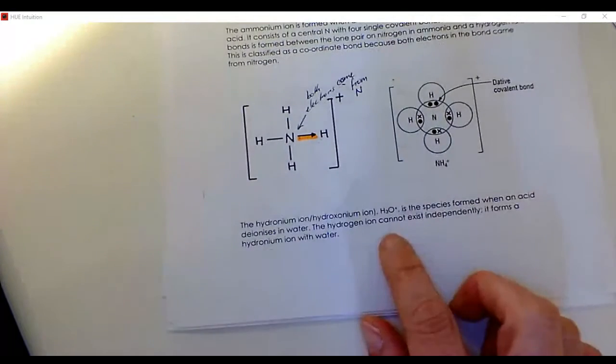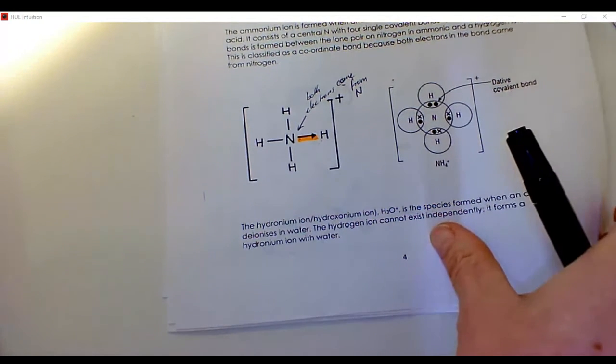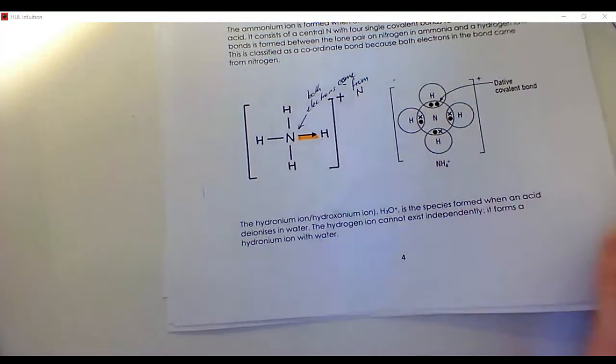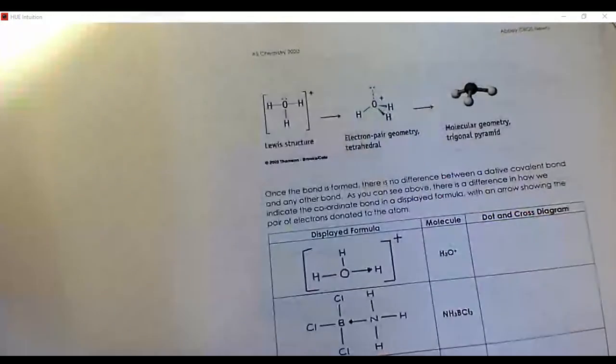Now let's look at the next one that's very common, which is H3O+. It's called the hydronium or the hydroxonium ion. It doesn't really matter which name you use. I always call it the hydroxonium ion, but I think it's called the hydronium ion in the revision book. So whichever you choose to use, it doesn't matter. Both are correct. Okay, so let's have a look at how it forms.